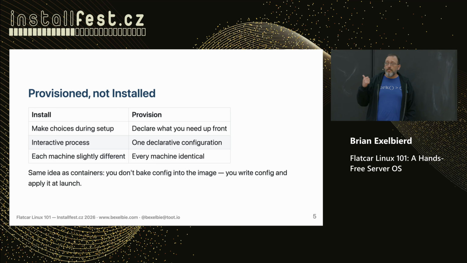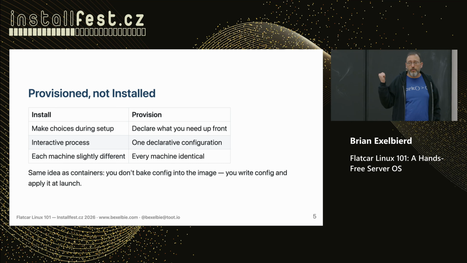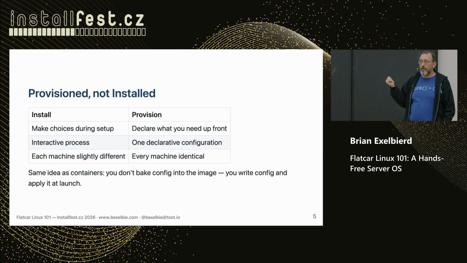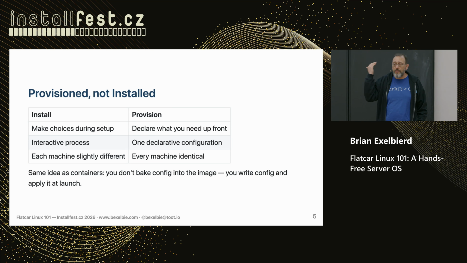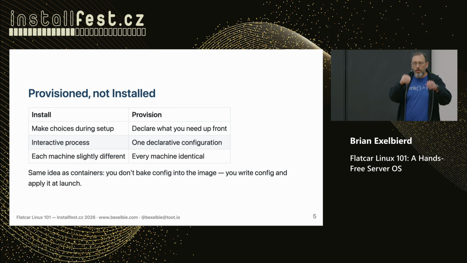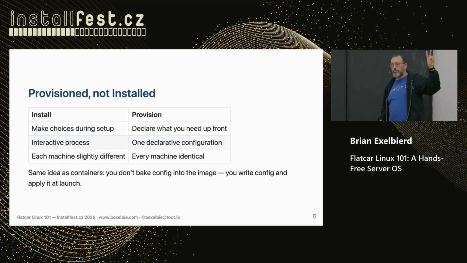Another difference is that Flatcar is provisioned, it is not installed. Now, I've been speaking English a long time, and I won't lie, I didn't really understand the difference between these two words until about a year ago, maybe a year and a half. To me, they meant the same thing. But what it means is this: when you install a Linux, at the moment you assemble that system, you make the choices of what it's like. You choose those features.